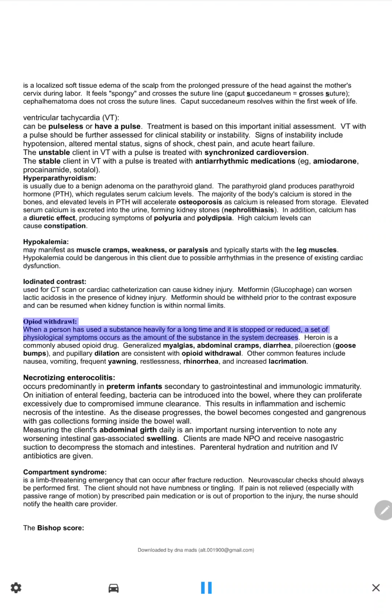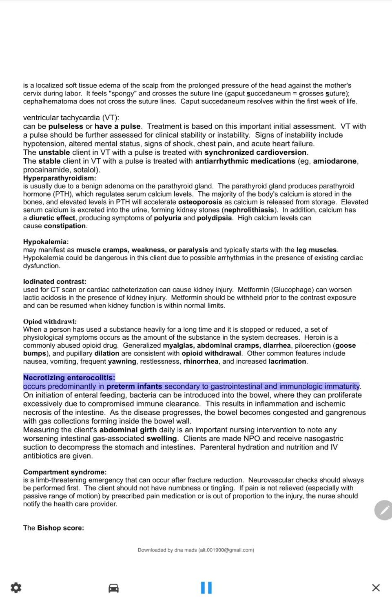Opioid withdrawal. When a person has used a substance heavily for a long time and it is stopped or reduced, a set of physiological symptoms occurs as the amount of the substance in the system decreases. Heroin is a commonly abused opioid drug. Generalized myalgias, abdominal cramps, diarrhea, piloerection, goosebumps, and pupillary dilation are consistent with opioid withdrawal. Other common features include nausea, vomiting, frequent yawning, restlessness, rhinorrhea, and increased lacrimation.